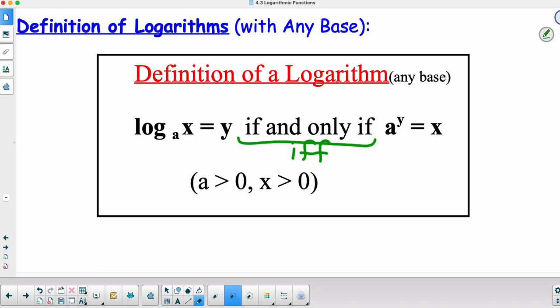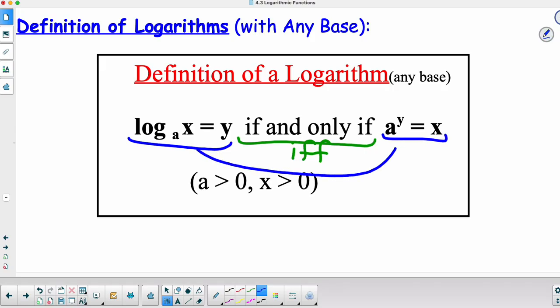But here's what this phrase means, if and only if. It means if you have a log, this is a log, you can take this log and change it into a what? What's this over here? This is a function. What kind of function is it though? This is an exponential function. You can take this log and change it to an exponent is what this means.